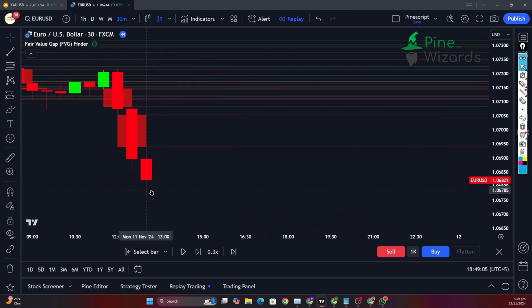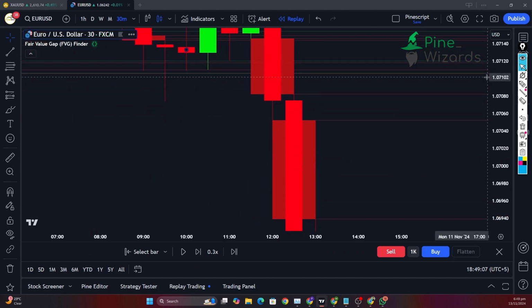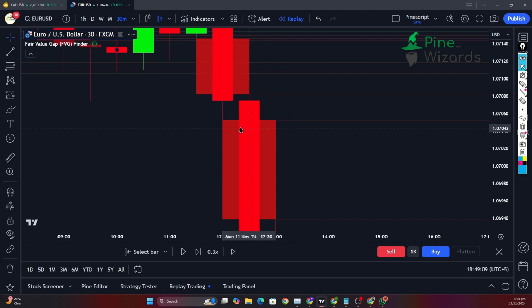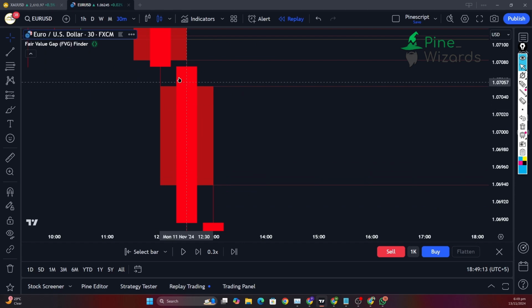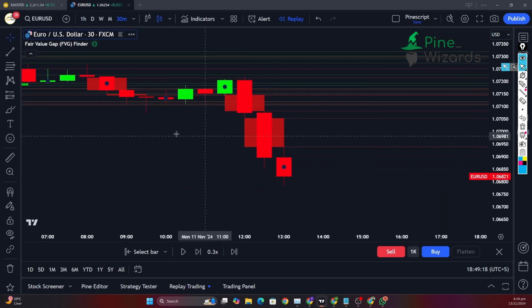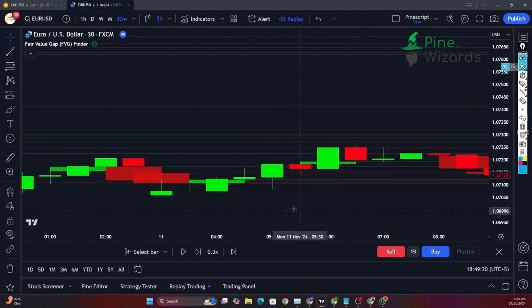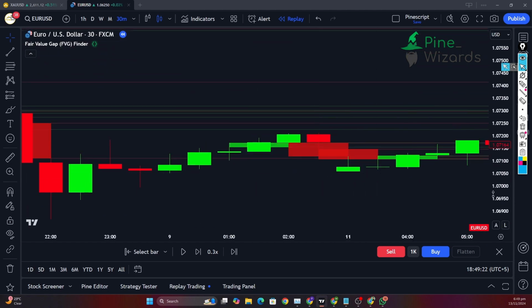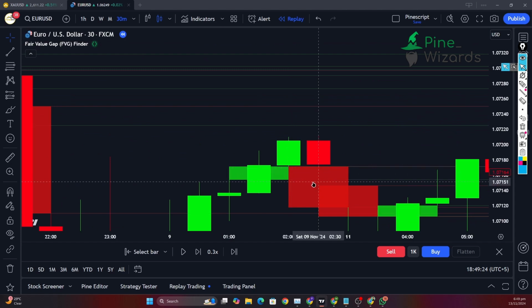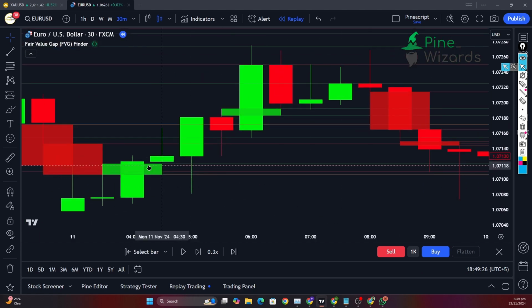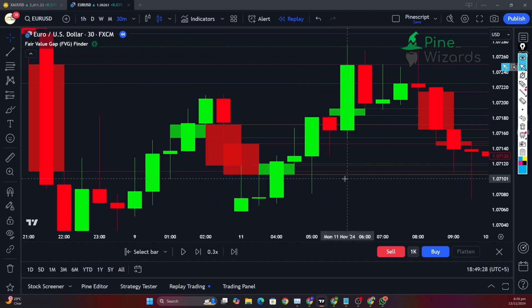Here we can see the bullish and bearish fair value gaps being plotted onto the chart. Here we can see that between the low of this candle and the high of this candle, there is this gap, and it is called the bearish fair value gap. Similarly, if we take a look at the bullish fair value gaps, we can see that this one here is a bullish fair value gap, and similarly here is another bullish fair value gap forming in the market.